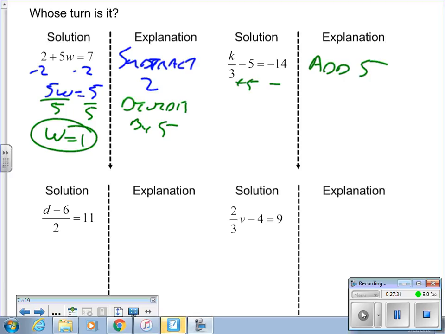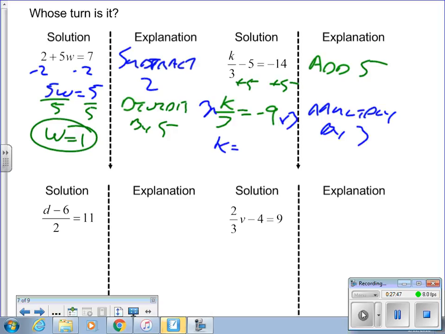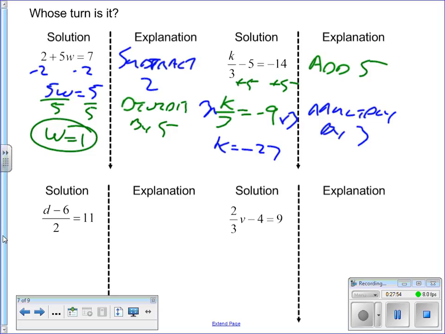So I add 5, k over 3 equals -9. And then what do I do next? Multiply by 3. Times 3, k equals -27. Yeah, sometimes I even have to stop and think. It's not quite going for me.